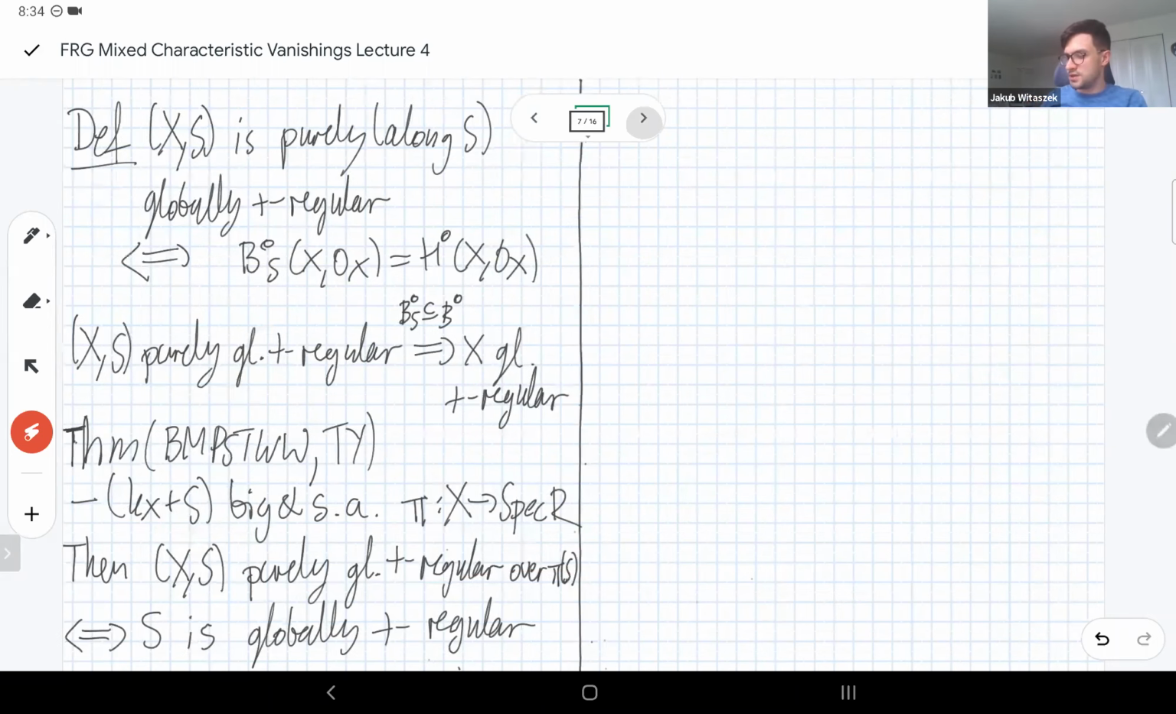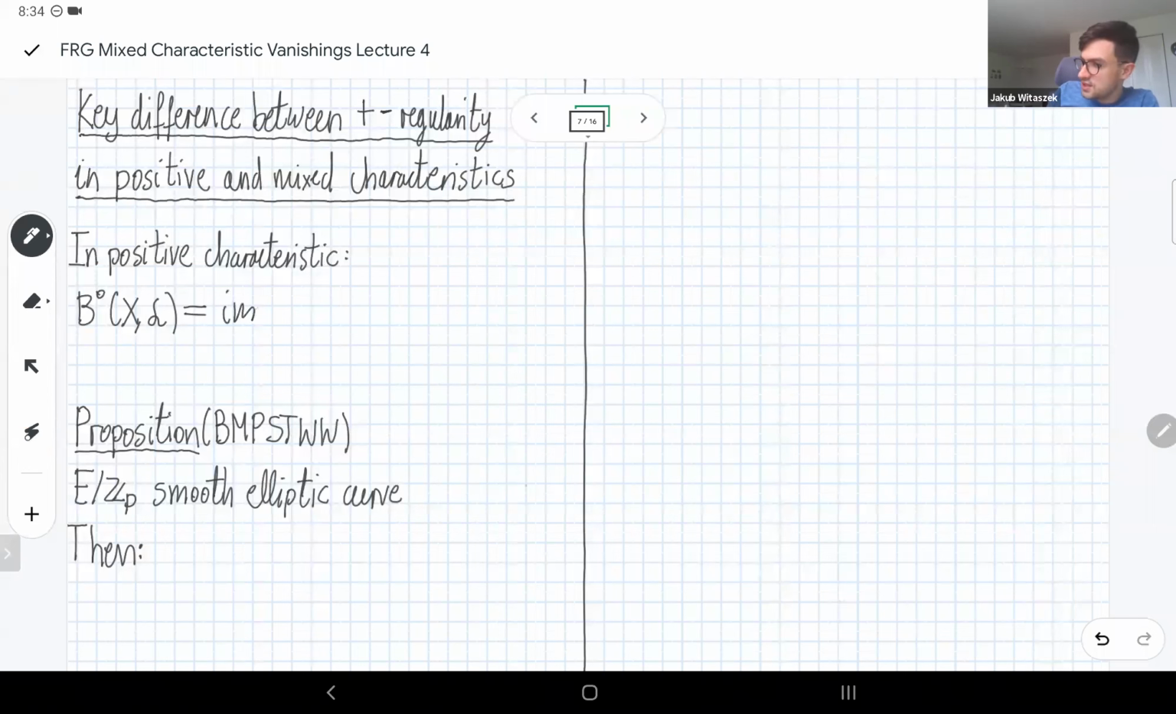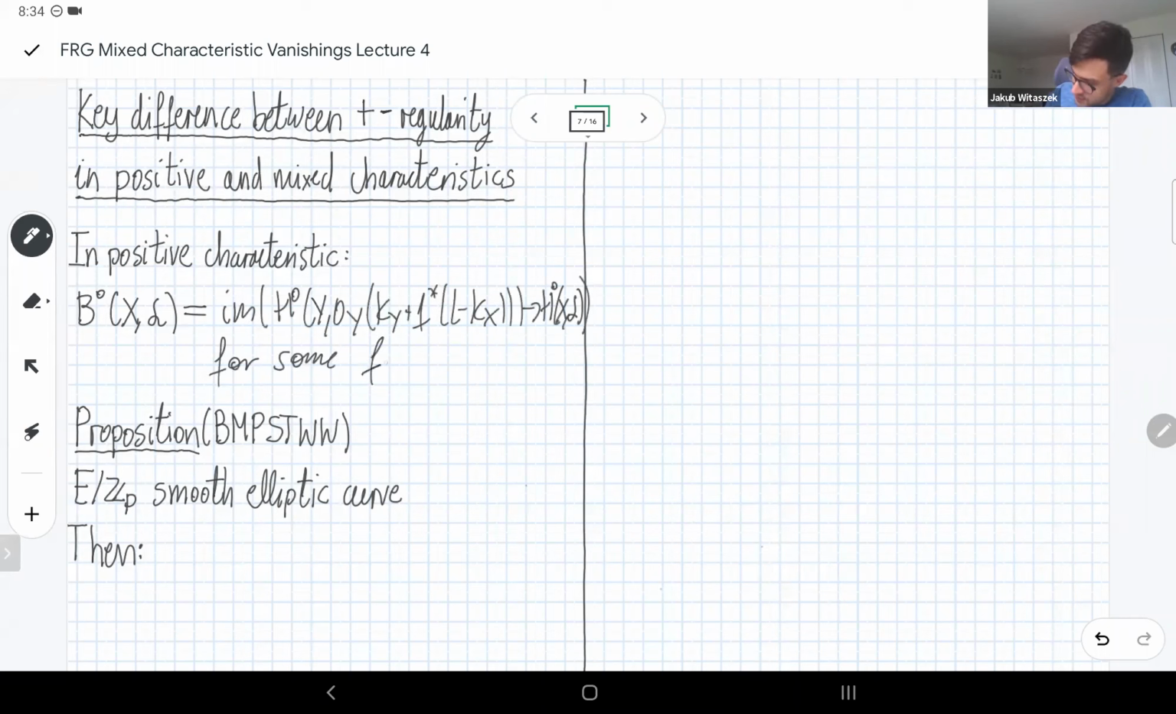So now I'd like to talk about key differences between plus regularity in positive and mixed characteristic. So in positive characteristic, this B0 of X, L can be calculated on a single finite cover, for some fixed finite f: Y to X. So all these issues I talked about, like taking infinite intersections, are non-existent. In the end, this is a very concrete object that just comes from a single finite cover. But in mixed characteristic, that's not the case anymore.